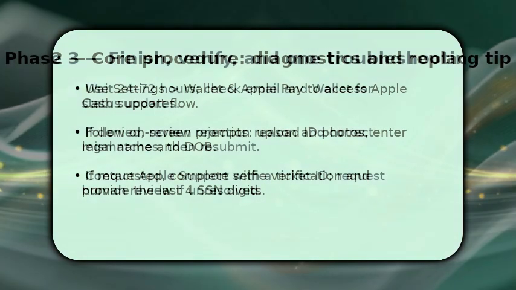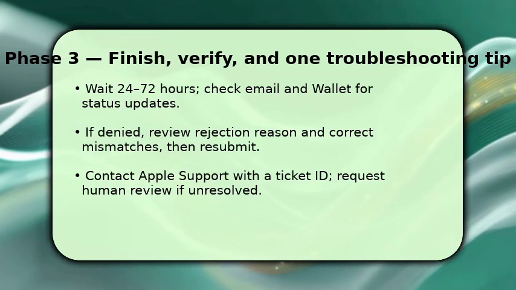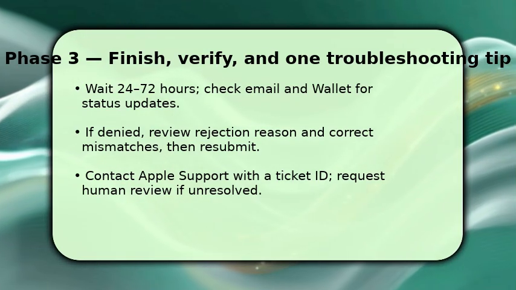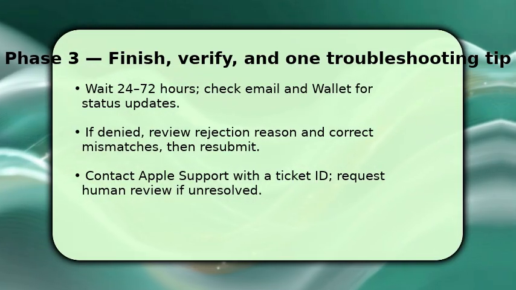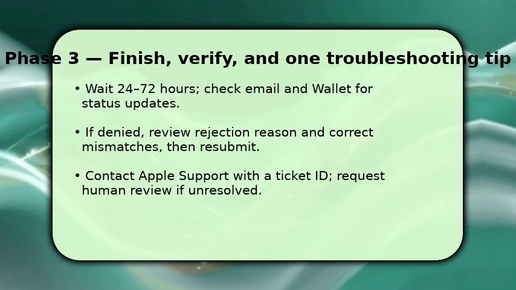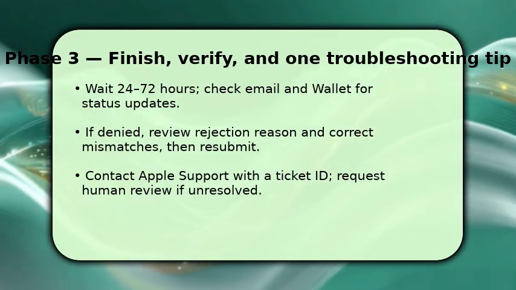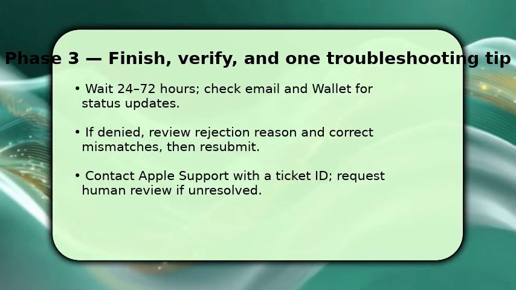Once you submit, expect a 24 to 72-hour review window. Monitor your email and wallet for status changes. If your submission is denied, read the rejection reason closely. Correct any mismatched name, DOB, or address and resubmit with clearer documents.